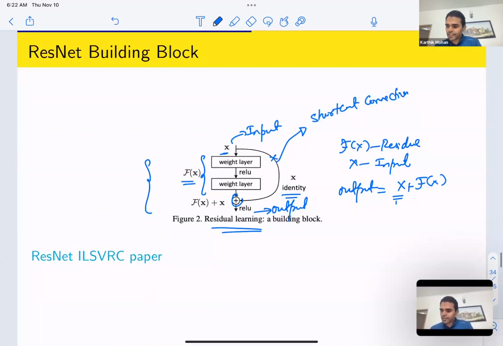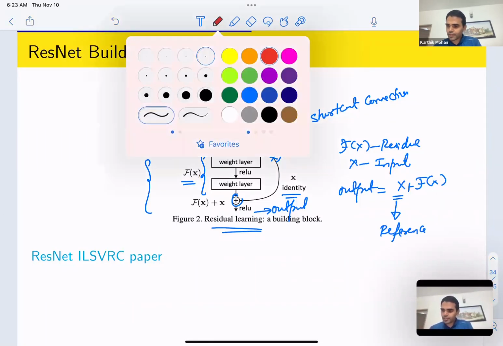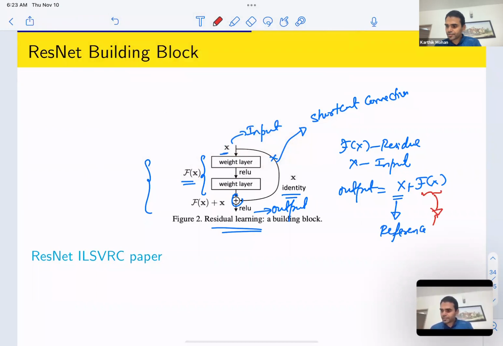And here x is a reference, and f of x is the residue. So f of x is a residue with respect to a reference, which is your input. And hence it's called a residual neural network because you have these residues coming in between.